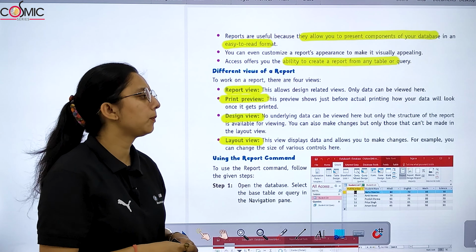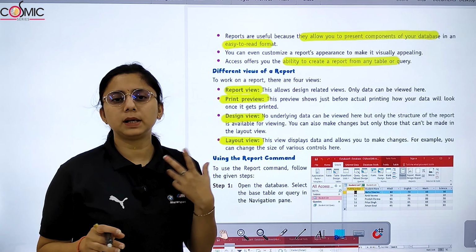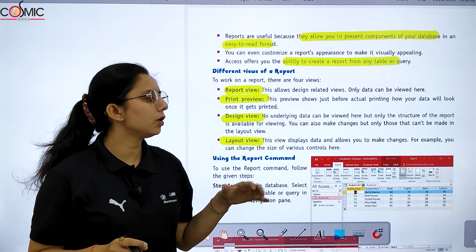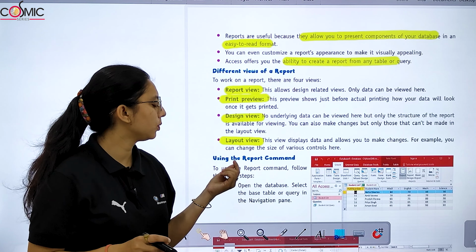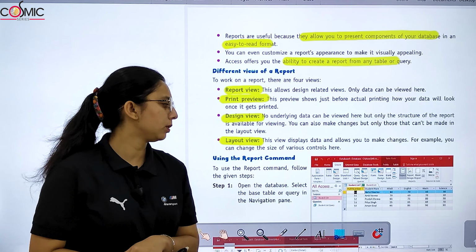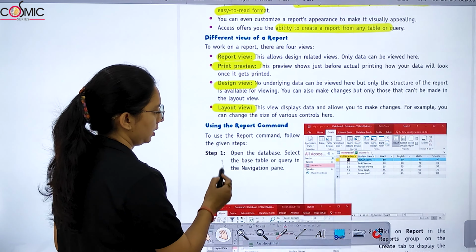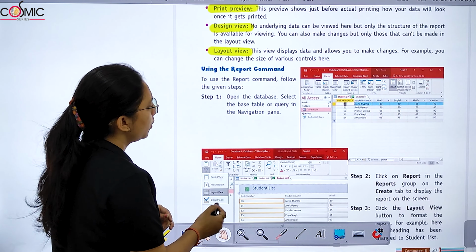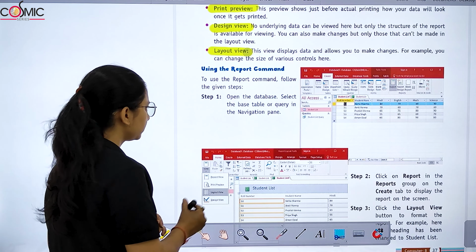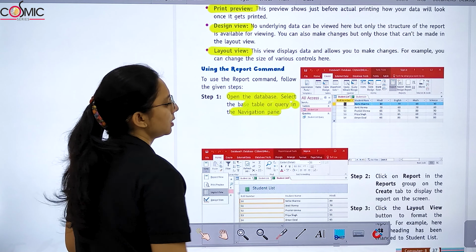तो report view में आपको खाली डाटा दिखाई देगा. Print view में आप उसको actual print करवा सकते हैं. Design view में your structure of the reports is available for viewing. Layout view में this view display data and allows you to make changes. You can change the size of various controls. Now using report command, you will do? You will open a database, select the database table or query in the navigation.